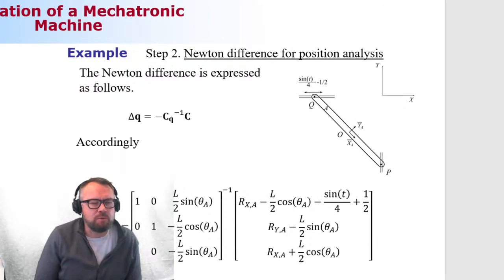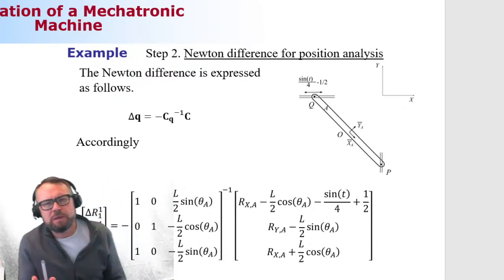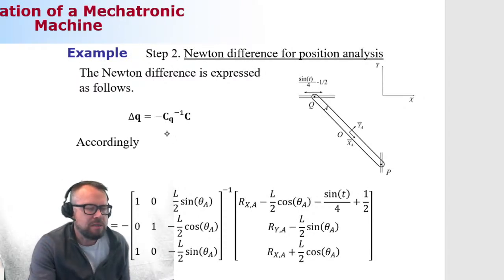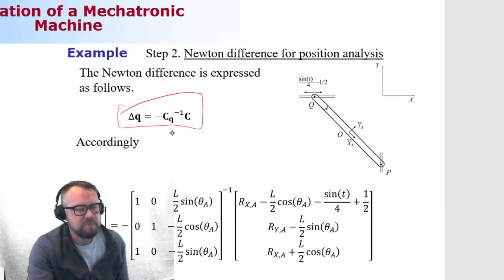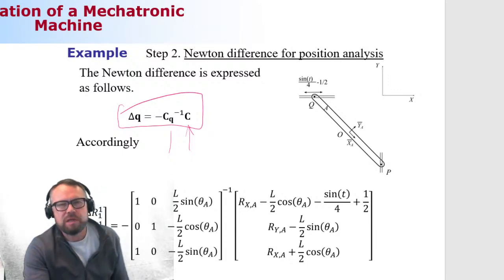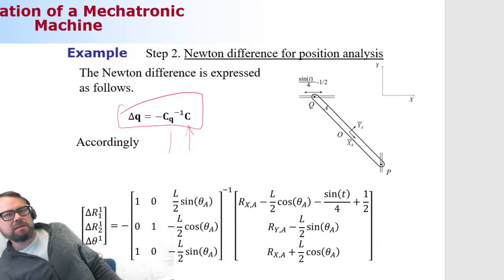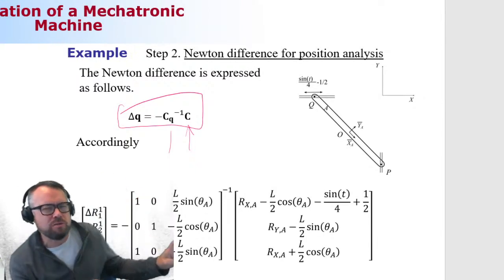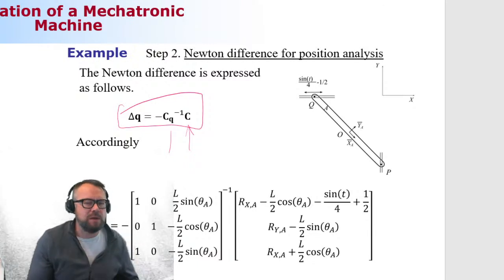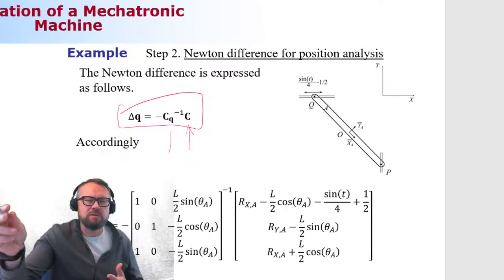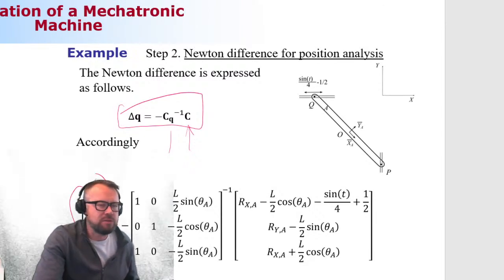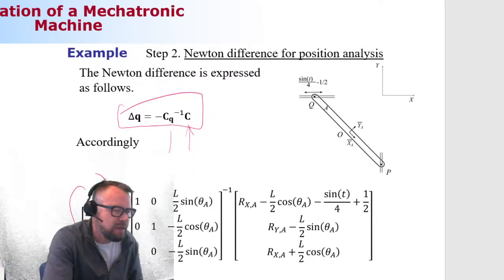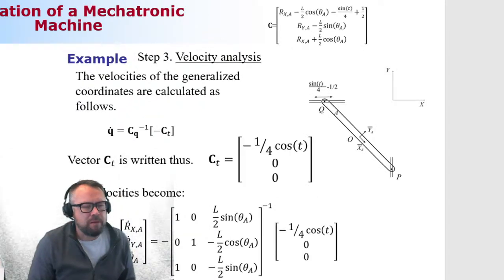Okay, so this is a Newton difference for position analysis. A Newton difference for once, but you need to redo this over and over again. You do it in such a way that you inverse your Jacobian, and that is then multiplied by the constraint equation. Then you can get the delta. Now I'm blocking the view, but you see that you get the delta, which is not the solution. It's telling you the direction where to travel to find the solution. So this is like a navigator, if you may. The navigator tells you where to travel to find the final destination. This is your navigator system here. Deltas.